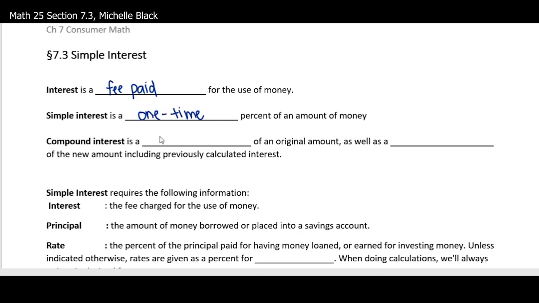Compound interest, on the other hand, is a percentage of an original amount, as well as a percentage of the new amount, including previously calculated interest. So your interest may be paid more often. Maybe you have interest added to your account every year. So now you have more money in your account than you did originally because you have the original amount plus the interest. And then at the end of the next year, you'll be paid interest off that larger amount that you now have in your account because it includes some previously paid interest.